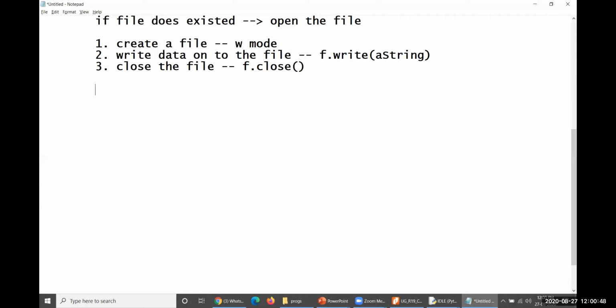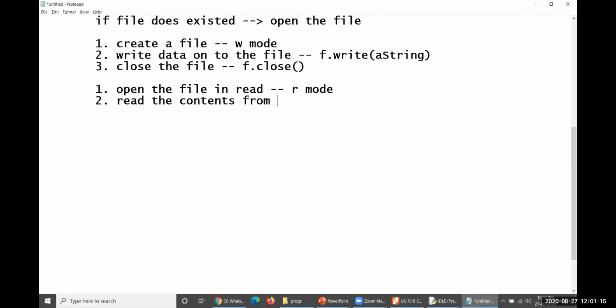After closing, if you want to read the data from the file again, you have to perform 3 more operations. First of all, open the file first. Open the file in read mode. It can be done by R mode. Okay, opening the file with R mode. The second one is to read the contents from the file.